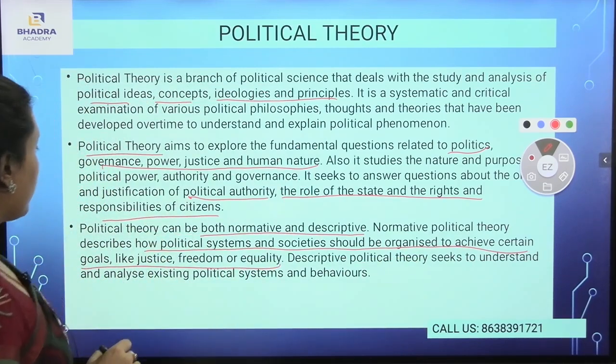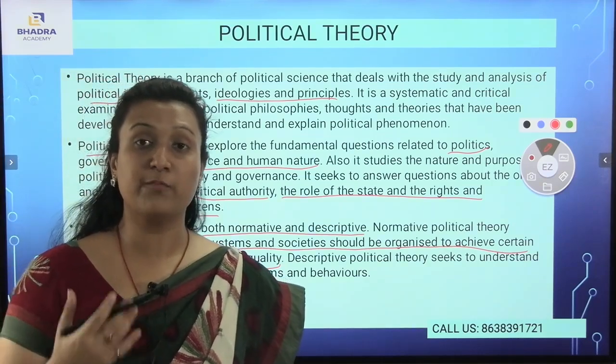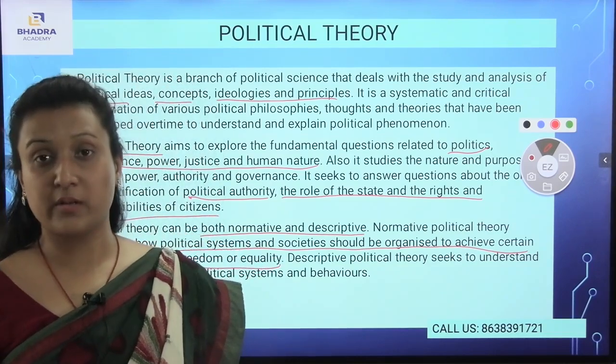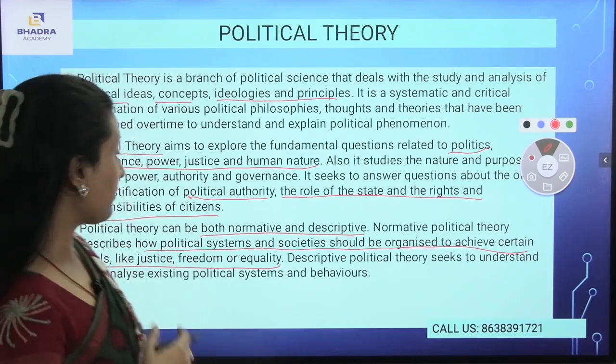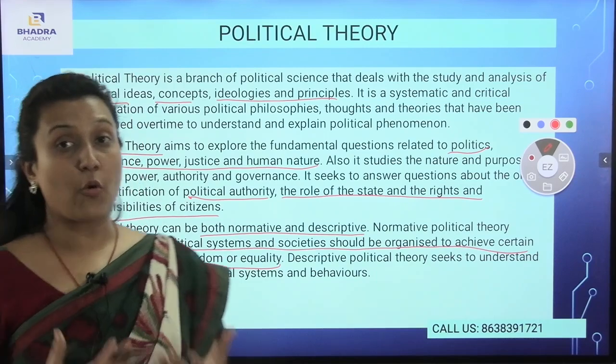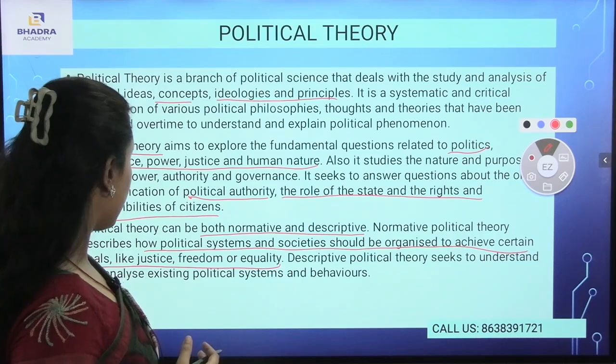Now, normative political theory describes the political systems, societies and theories that are organized to achieve certain goals like justice, freedom or equality.